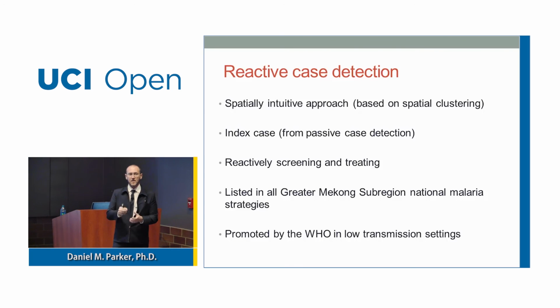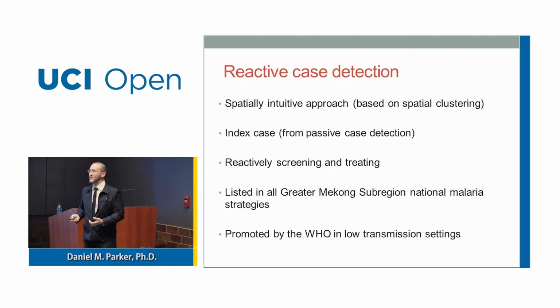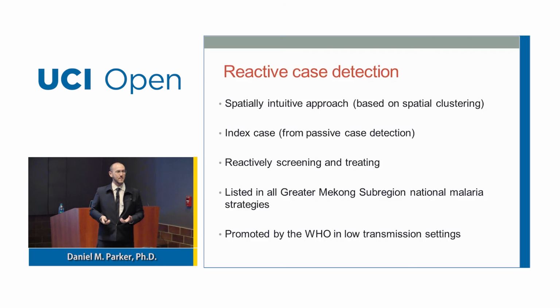So that is, can we spatially target cases at a very fine scale? And this approach, it's spatially intuitive. So if you're a space-time analyst like me, you really kind of like the idea of this approach. It's based on an index case from passive case detection.